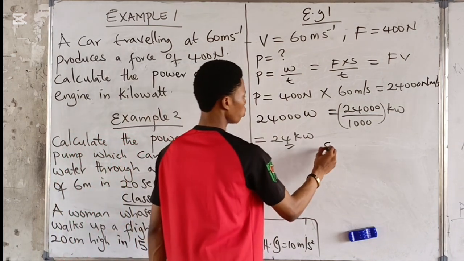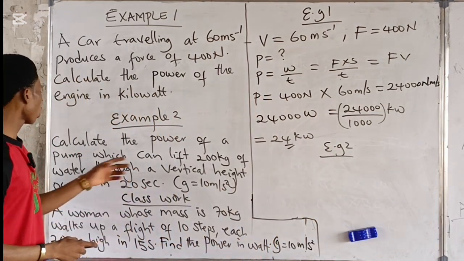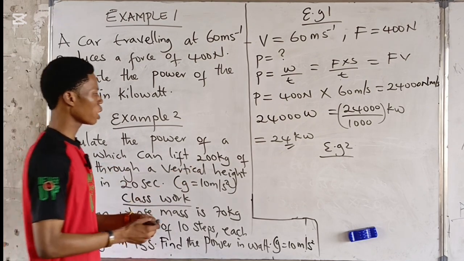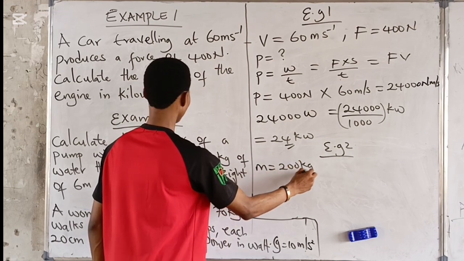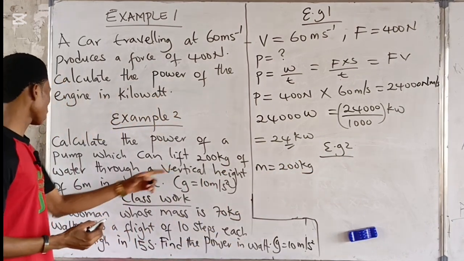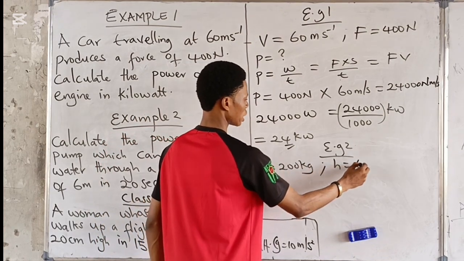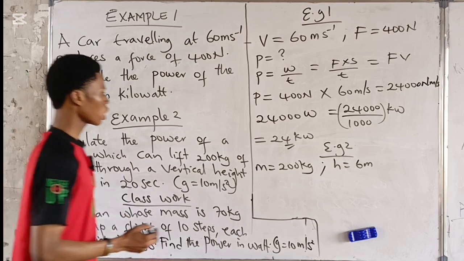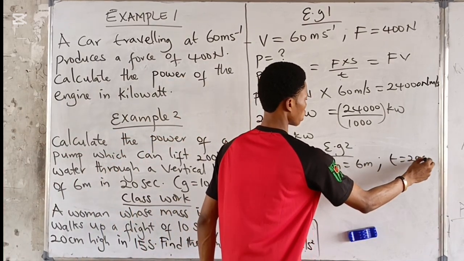Now, example 2. In example 2, it says calculate the power of a pump which can lift 200 kilograms. So we're given the mass as 200 kilograms of water through a vertical height of 6 meters. So we're given the height as 6 meters in 20 seconds. So second is time, right? So we're given time as 20 seconds.